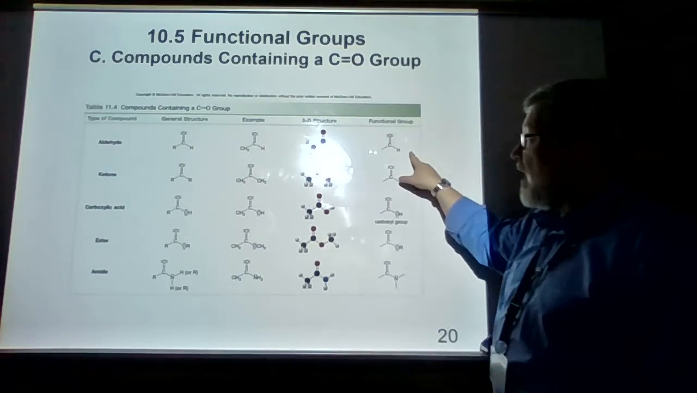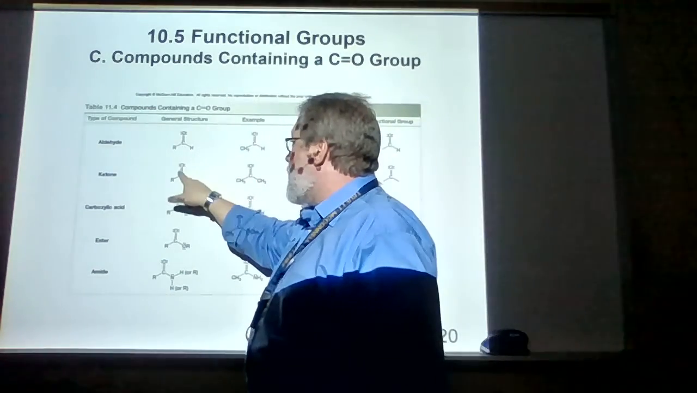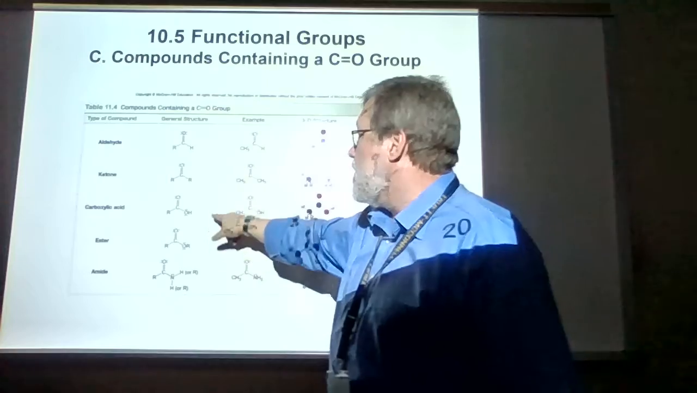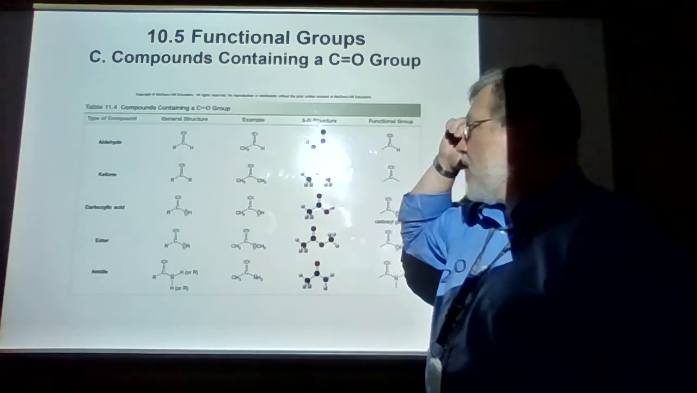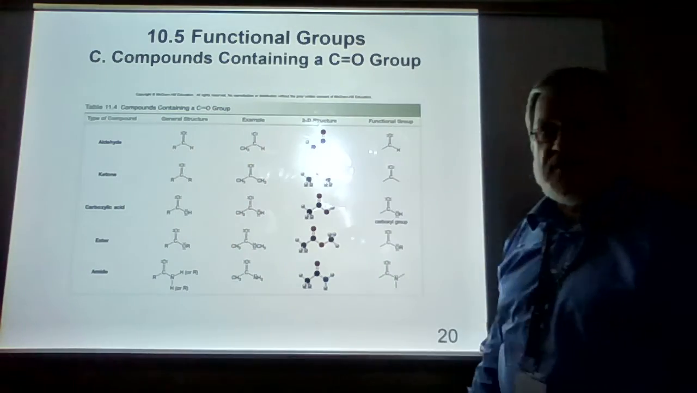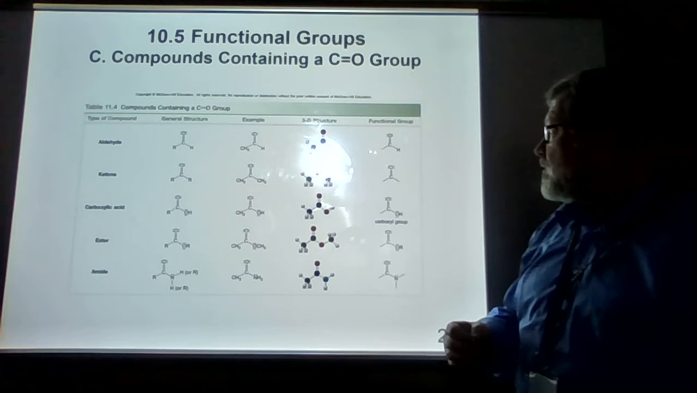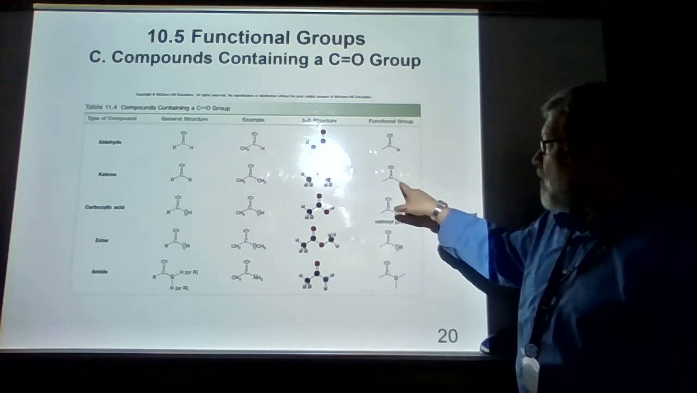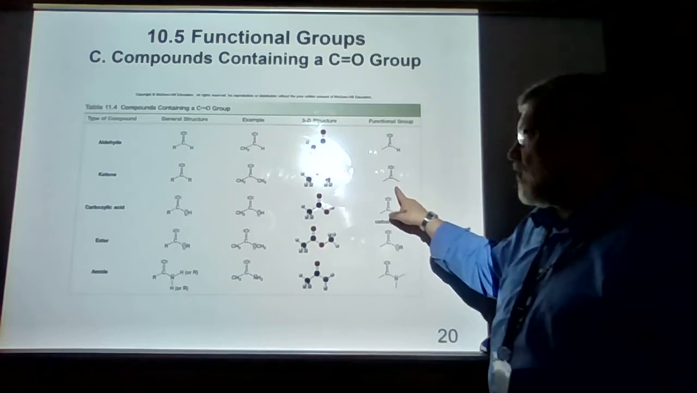So here's your aldehyde. Your C double bond O with two carbon-containing groups is a ketone. The example here is acetone, fingernail polish remover, shown over here. Again, carbonyl, and the carbon of the carbonyl is attached to two carbon-containing groups.